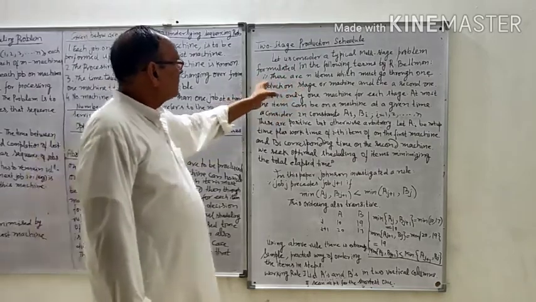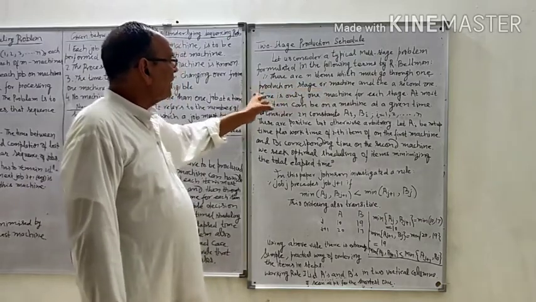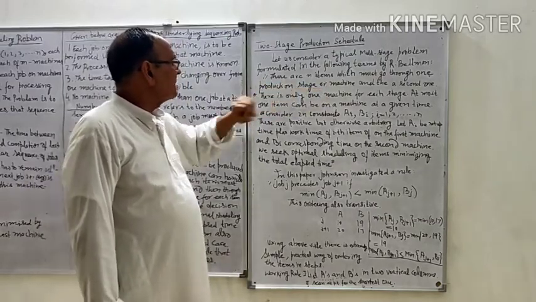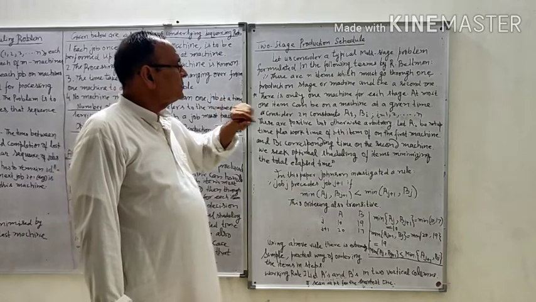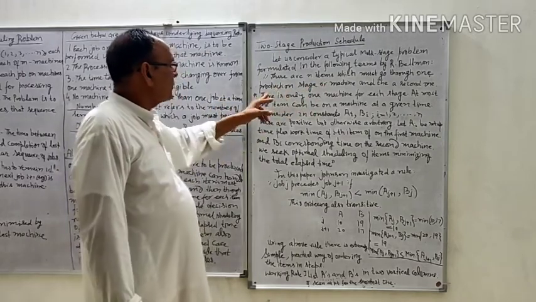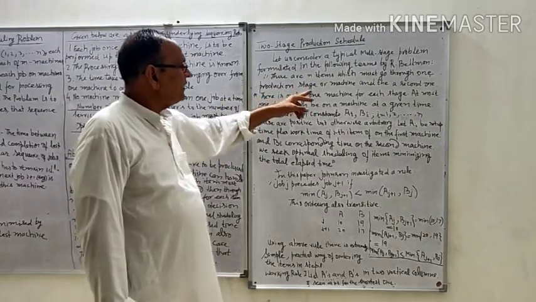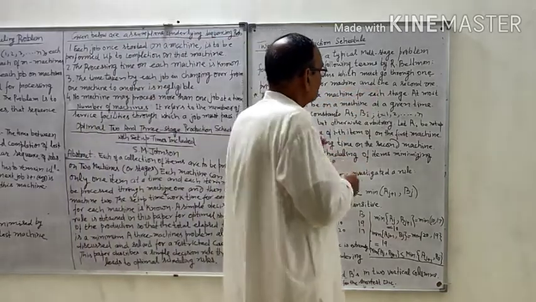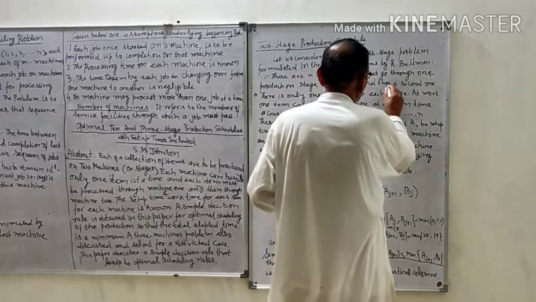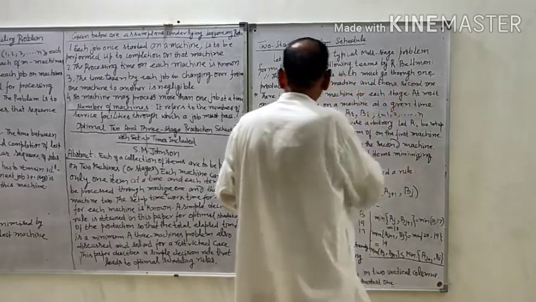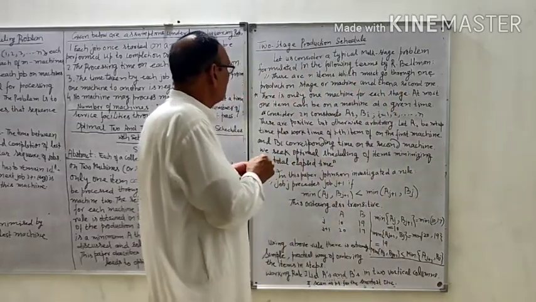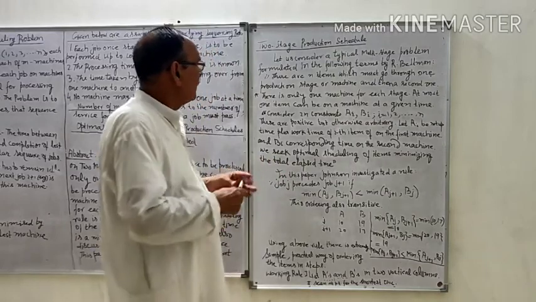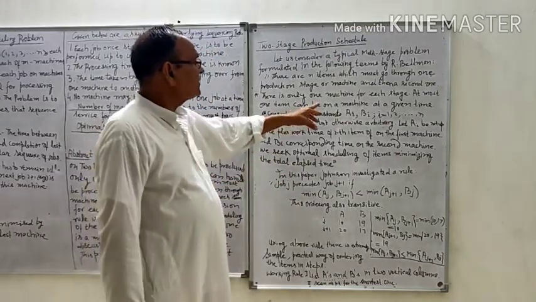So now the problem taken or defined by S.M. Johnson is this: there are n items which must go through one production stage or machine, and then a second one. There is only one machine for each stage.